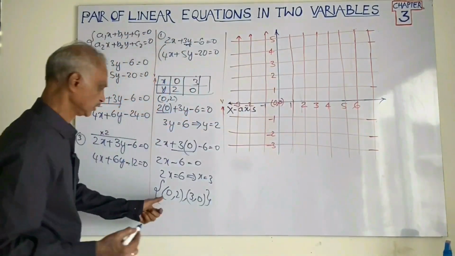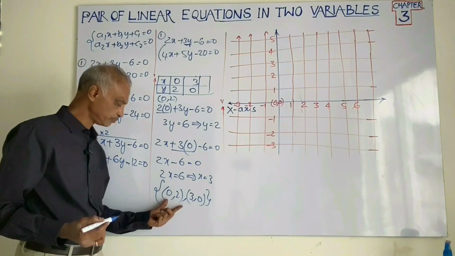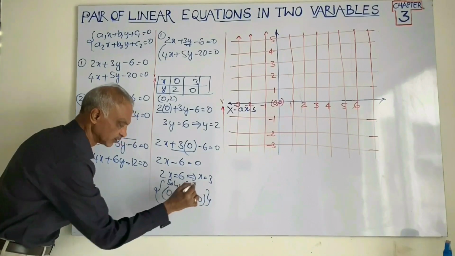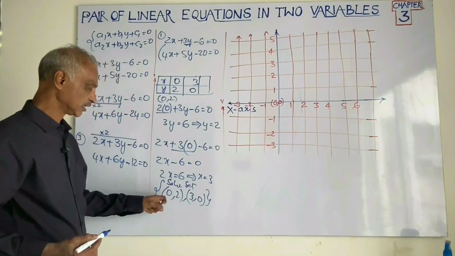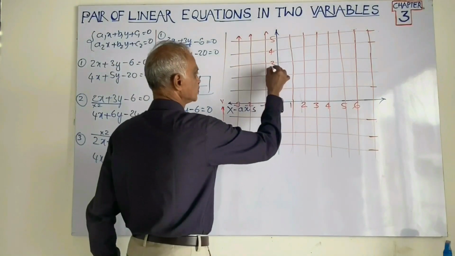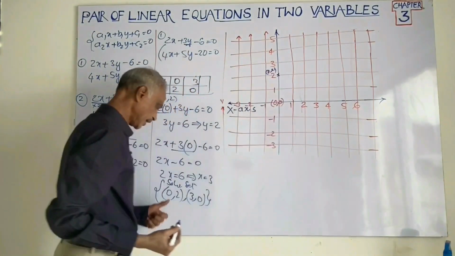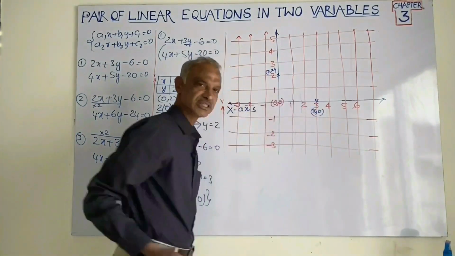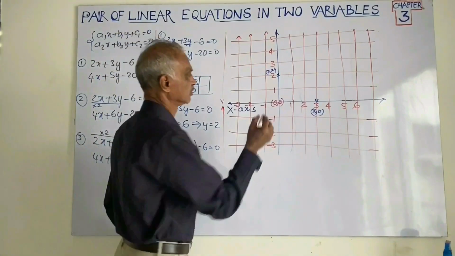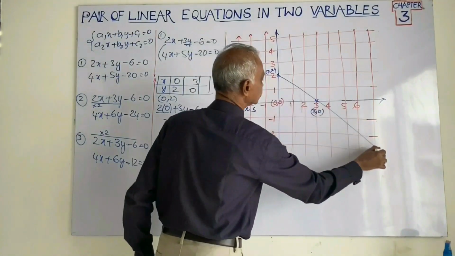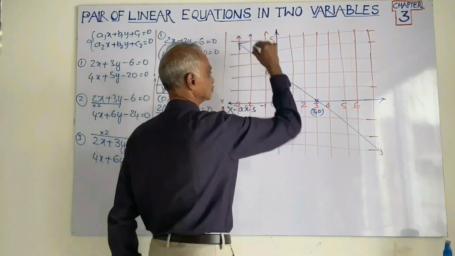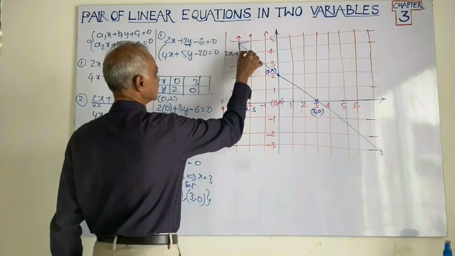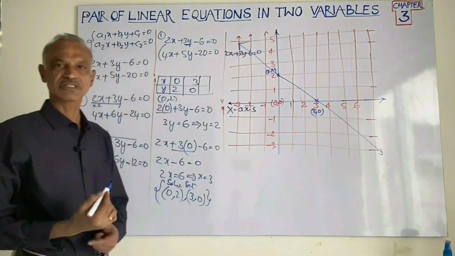Now, with the help of these ordered pairs, the solution set, we will draw the graph. Where is (0, 2)? This is (0, 2). And where is (3, 0)? This will be (3, 0). Through these points we have to draw a straight line. This is 2x plus 3y minus 6 is equal to 0. These are linear equations in two variables.